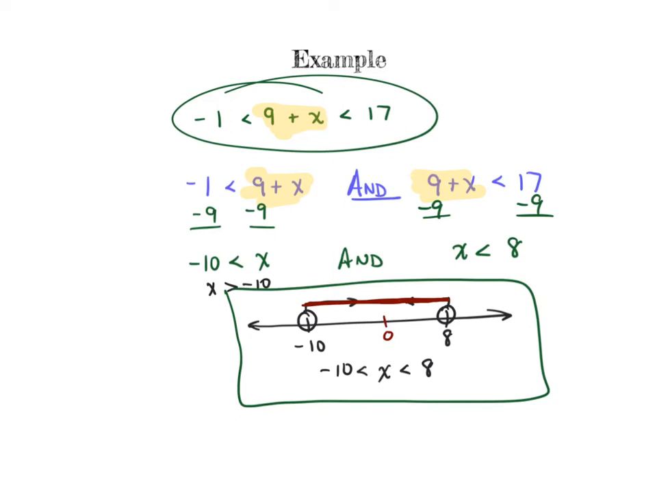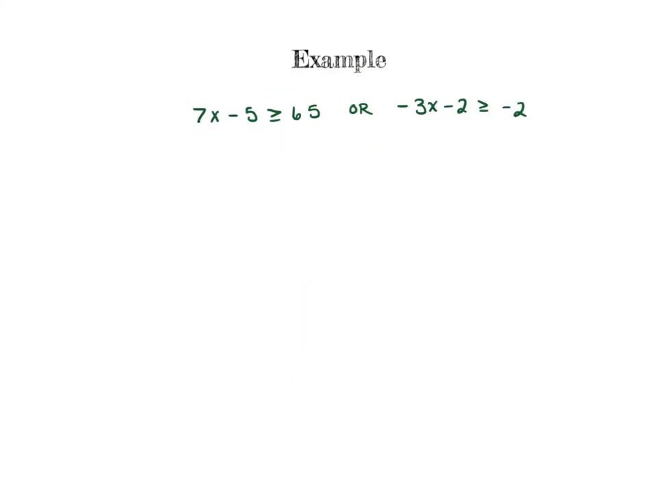Let's try another one of these. Okay, we can see we have an or statement. Or statements will always use the word or. It's not like and statements where we have a shortcut method to write them. And again, all you have to do is solve these two inequalities separately.